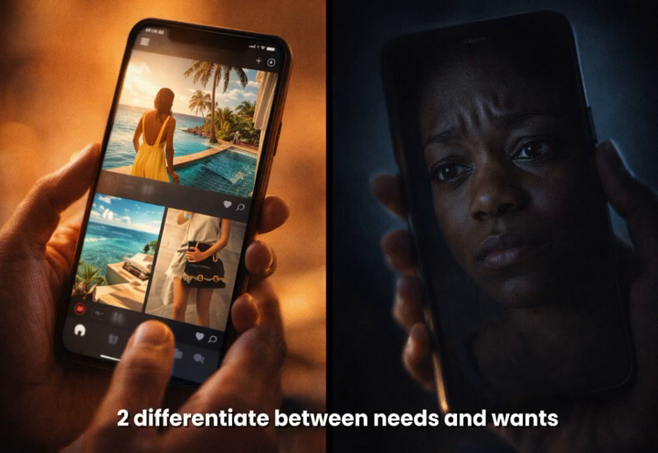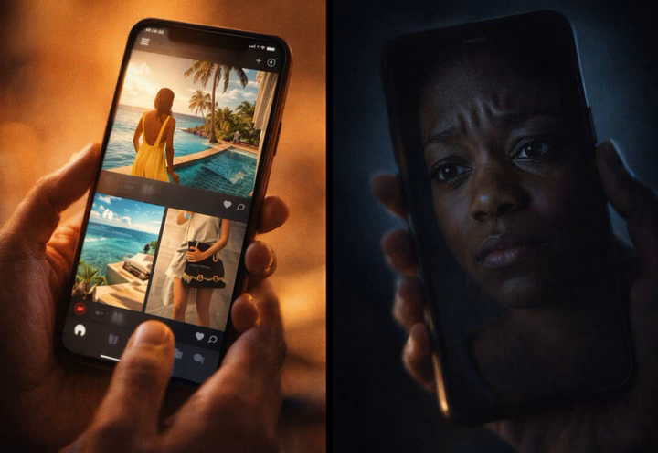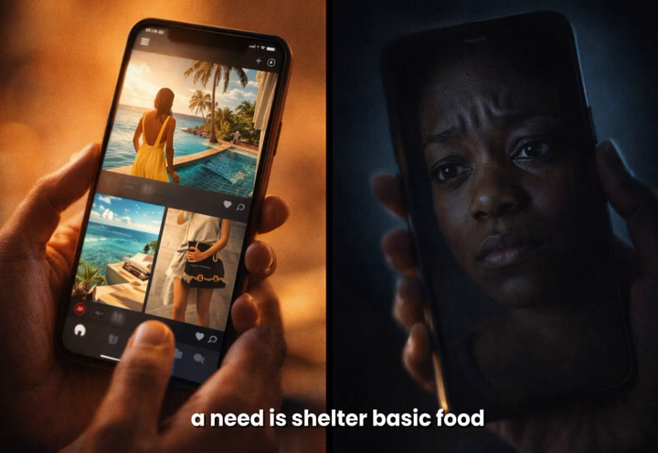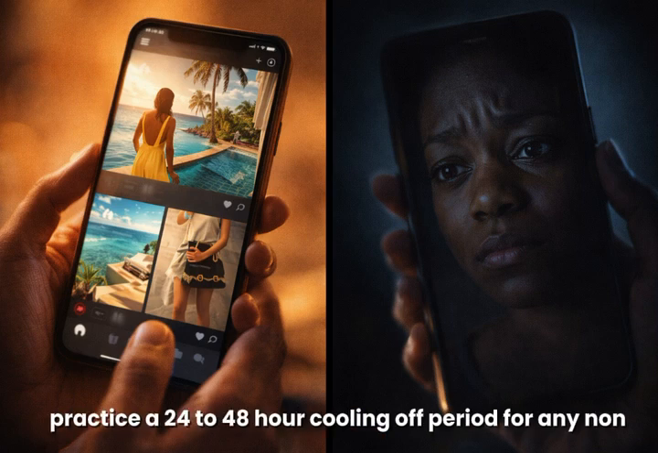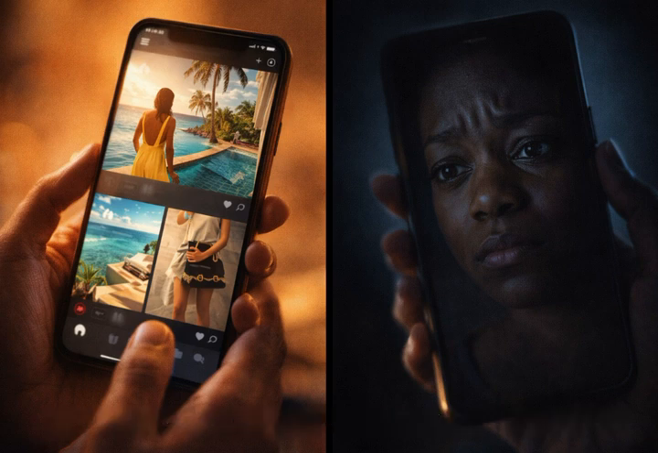2. Differentiate between needs and wants. A need is shelter, basic food, essential utilities, and core transportation. A want is the latest smartphone, designer attire, or dining at expensive restaurants. Practice a 24 to 48-hour cooling-off period for any non-essential purchase.